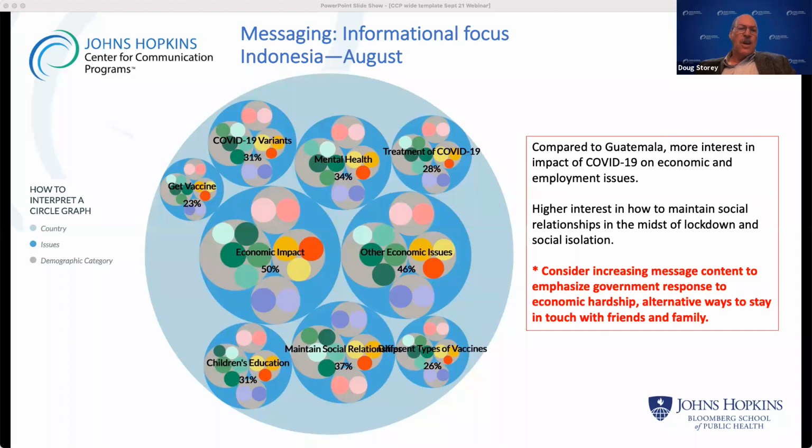So again, this suggests some potential strategic directions for us. We might consider in Indonesia increasing message content to emphasize some of the government response to economic hardship, some of the social safety net programs that the Indonesian government has created. And we might think about messaging that provides suggestions about alternative ways to stay in touch with family and friends and deal with the disruption of the normal social relationships that COVID has brought.